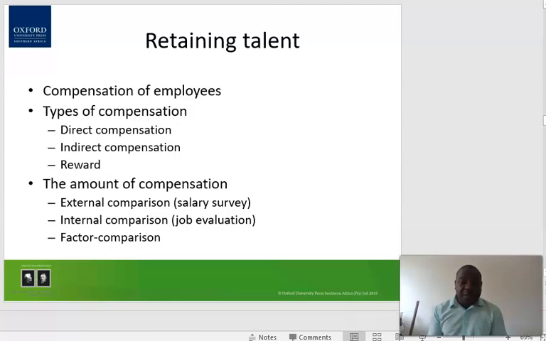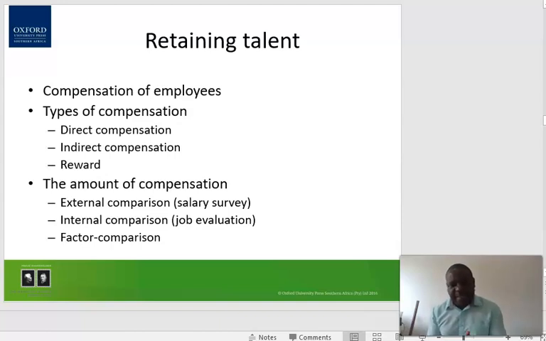So in terms of compensation of employees, there is what is known as direct compensation, indirect compensation, and rewards. These three are very different. Direct compensation is the basic salary or wage an employee receives, while indirect compensation is the fringe benefits that employees can receive. The other aspect of compensation is reward. That is the recognition of good performance.